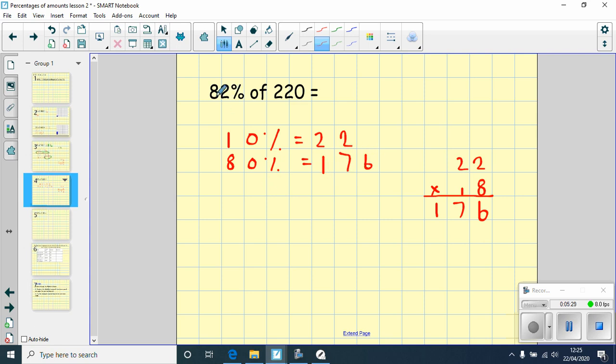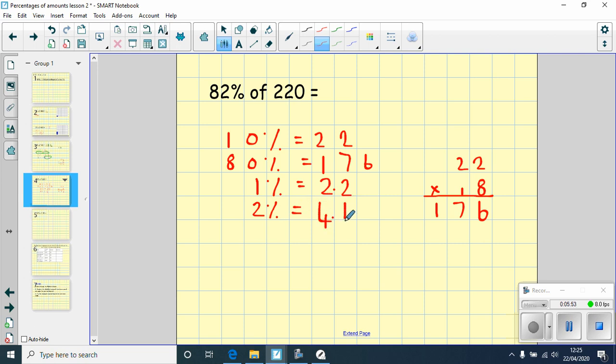Is that the answer yet? No, because I want 2%. So to find 2%, I need to find 1% first. So 1%, I need to divide it by 100. So 220 divided by 100 would be 2.2. And then I actually want 2%. So now I can just double that 2.2 and I can get 4.4.